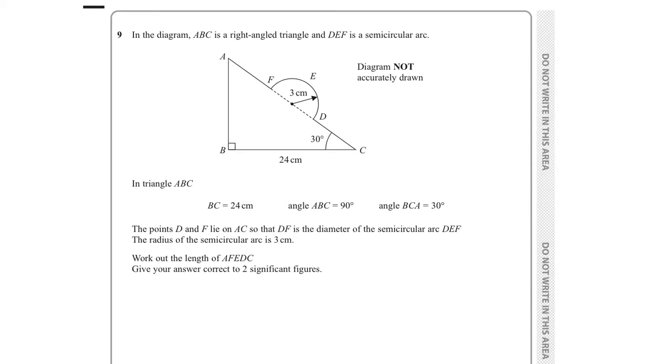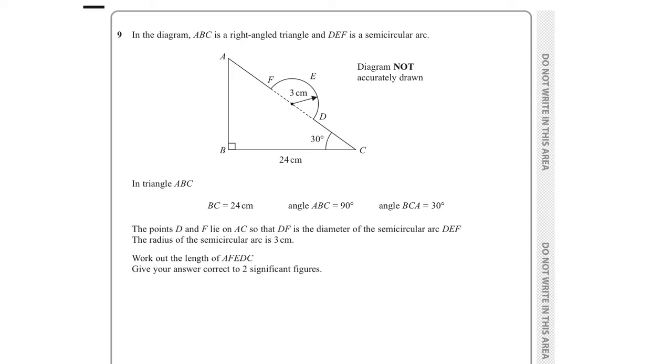Question 9. Oh, wow. What's happening here? It's actually very, very easy. Okay, in the diagram, ABC is a right angle triangle and DEF is a semicircle. In the triangle, they've given us 24, 90, brilliant. Points D and F lie on AC so that DF is the diameter of the semicircle. The radius of the semicircle is 3.